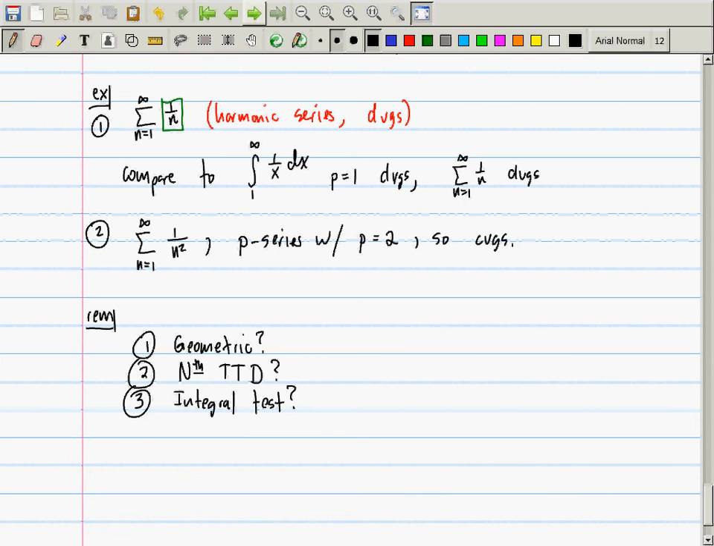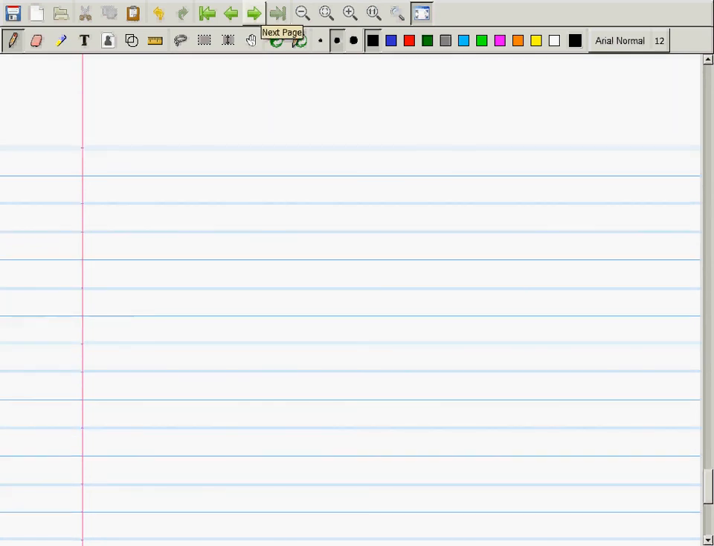Okay, now we're in section 9.4, and this is one of the more important sections. So 9.4, comparison of series.